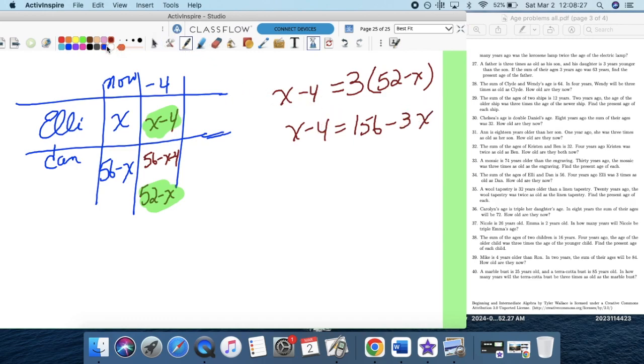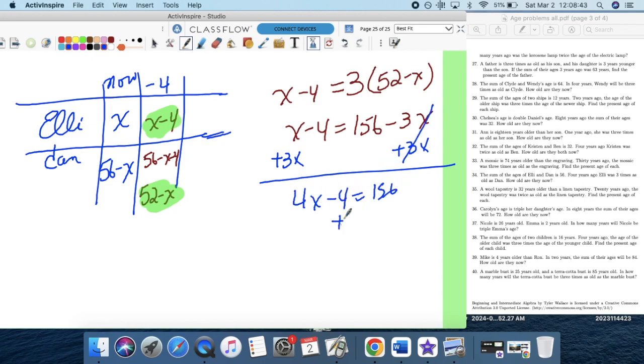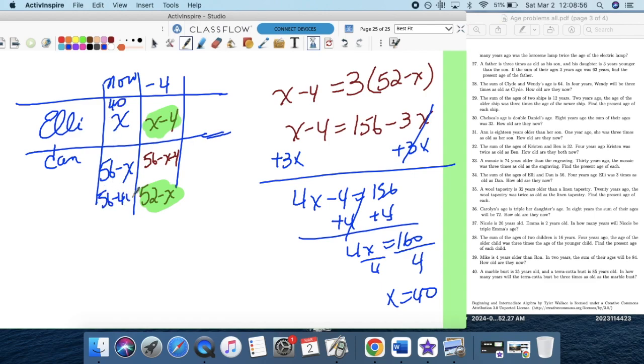We have variables on both sides, so let's get rid of the minus 3x by doing plus 3x over here. So that goes away. We're left with 4x minus 4 equals 156. Plus 4, plus 4. 4x equals 160. Divide both sides by 4. We got x equals 40. So Eli is 40. Dan is 56 minus 40, which makes him 16.